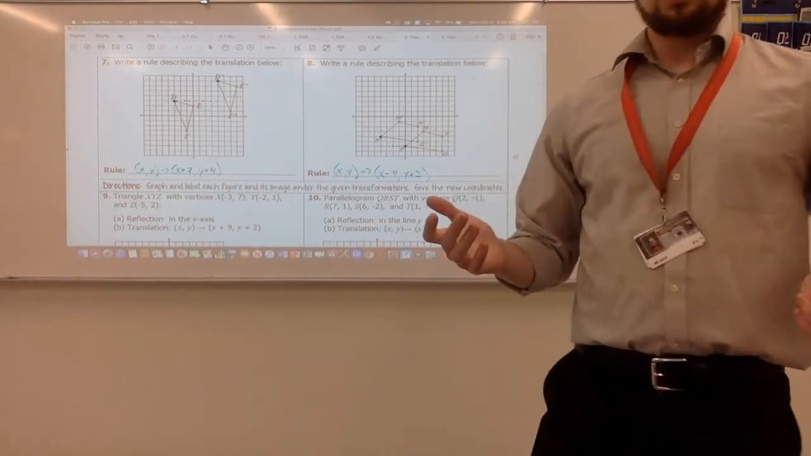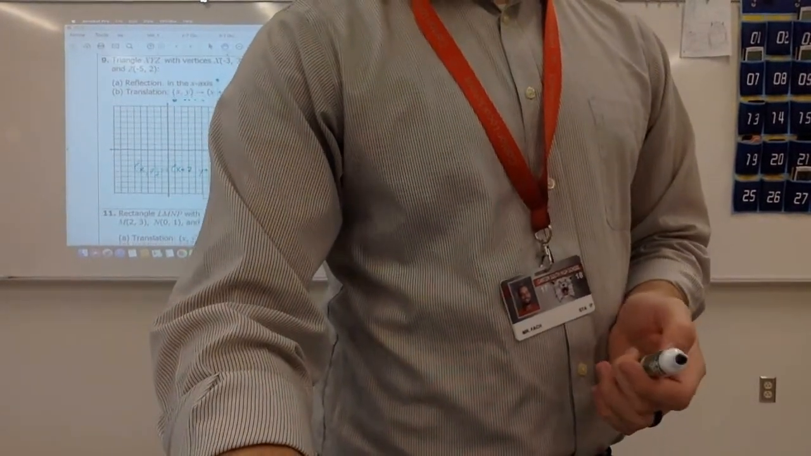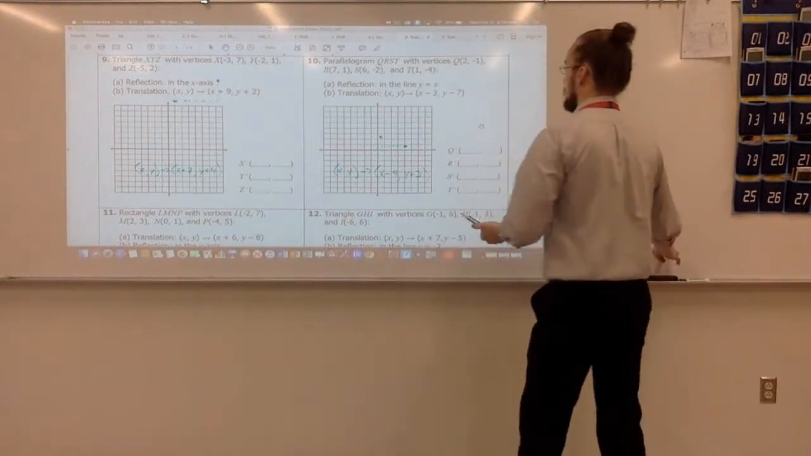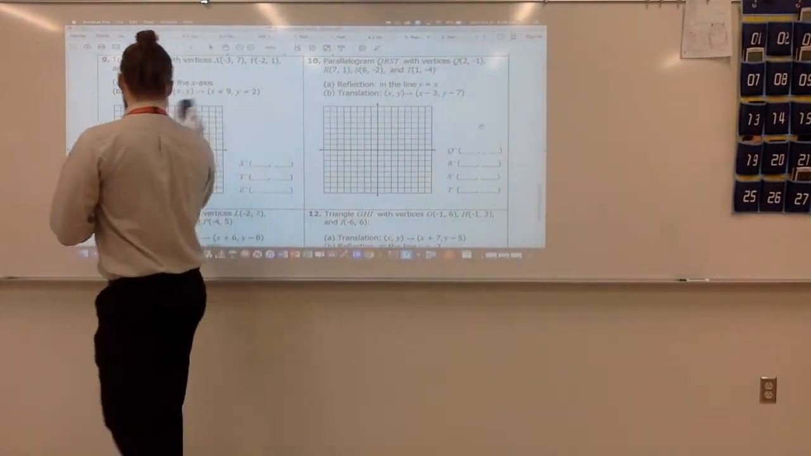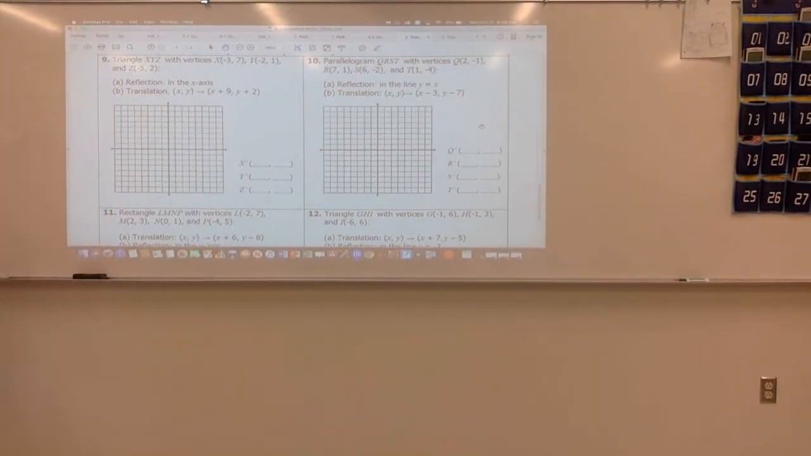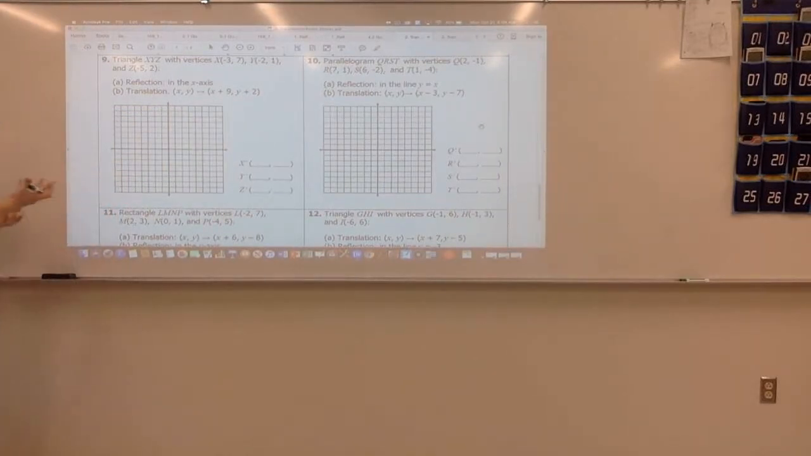All right. So then the last part of the notes here is combining reflections and translations. We're going to do 2 operations for each of these. So for number 9, it says take this triangle with vertices x, y, and z, first reflect it in the x-axis, and then take that new figure and translate it right 9 up 2. Let's go through this one together.